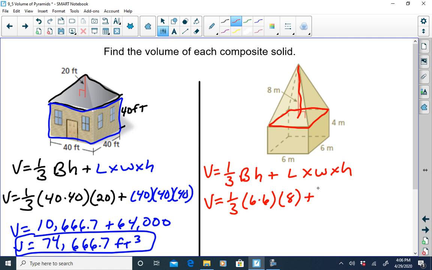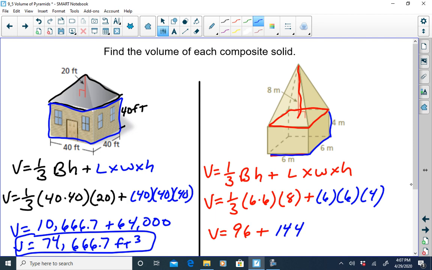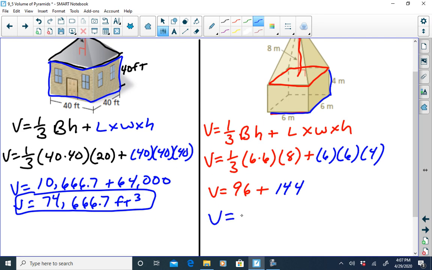Then we want to add to that, do this in blue, right? The length times the width times the height. So that's going to be 6 times 6 times 4. So we want to put all that together. Volume is going to be equal to 1/3 of 6 times 6 times 8. It's 96 plus 6 times 6 times 4. It's 144. So we get a total volume of 240 cubic meters. All right?